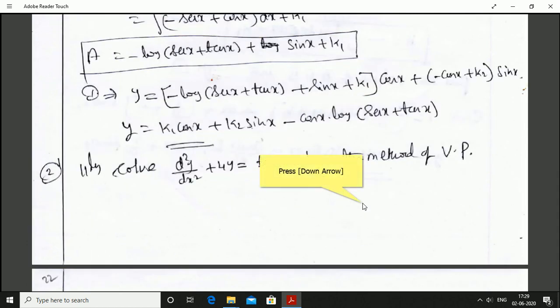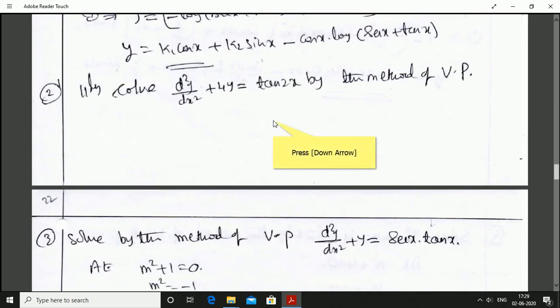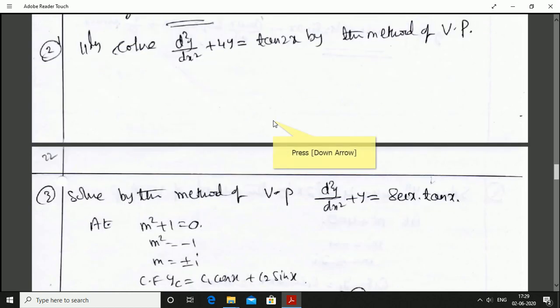Okay, next problem is exactly similar to the problem I explained now. Here d square y by dx square plus 4y, where there it was y equal to tan x, here it is tan 2x. Exactly in a similar way you can solve it.